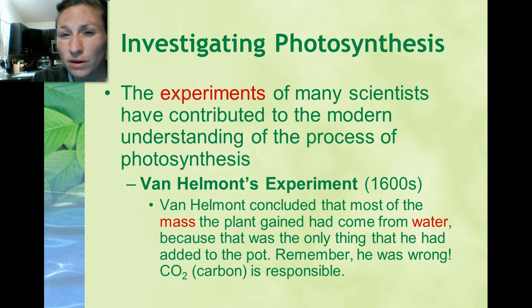Now, how do we figure out how this is all happening? Well, mostly responsible is a couple of scientists. First guy was Van Helmont's experiment in the 1600s. He concluded that most of the mass of a plant came from water because that was the only thing he had added to the plant over time. However, we now know that plants take in carbon dioxide on a regular basis in order to perform photosynthesis, and actually the carbon that is stored in the plant is what makes up most of the plant.